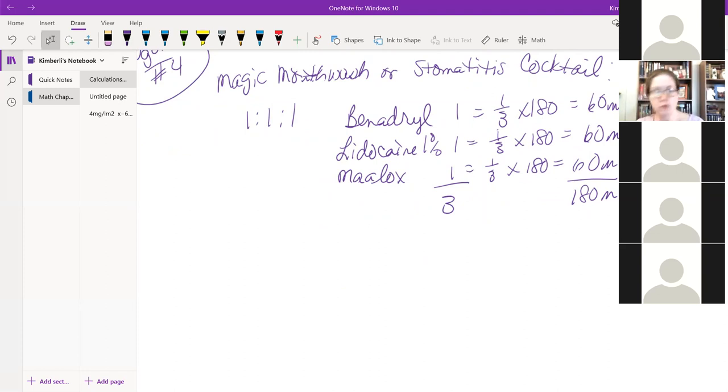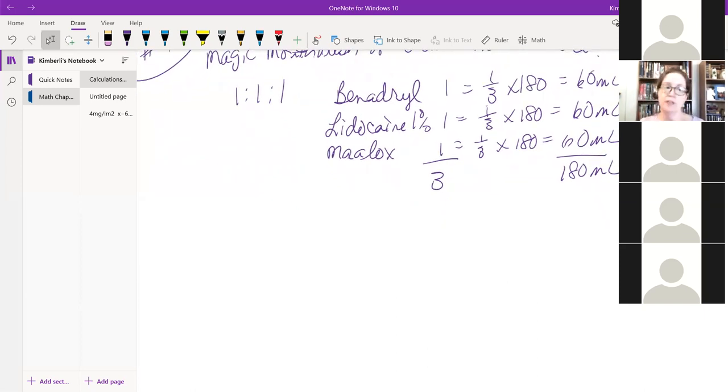Now, what if it was 1 to 3 to 2? How would you be able to figure that one out? We use like 5 mL every 4 hours, and the total amount is 180. So we can divide 180 by 6. Okay, that's the next question in the problem, but that wasn't my question. But let's go ahead and look at that one. How many doses of medication are available if the patient swishes and spits 5 mLs every 4 hours? So it wants to know how many doses.